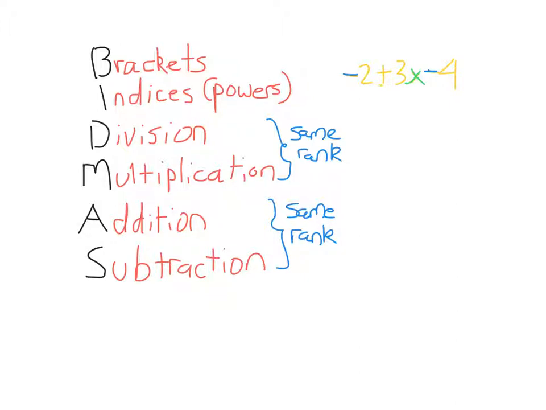So, working down the page, we're going to leave the -2 alone. We're just going to do this multiplication. So, 3 times -4 is actually -12. So, we've got -2 plus, this hasn't changed, -12. And hopefully you remember that a plus and a minus together makes a minus. So this is -2 minus 12, which is -14. So this is what I mean by working down the page.